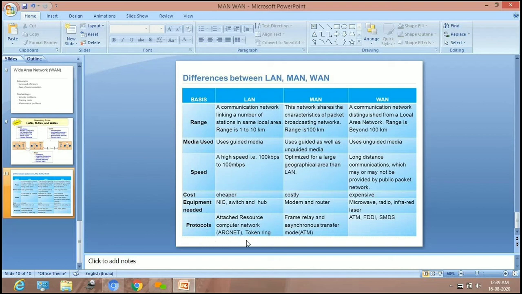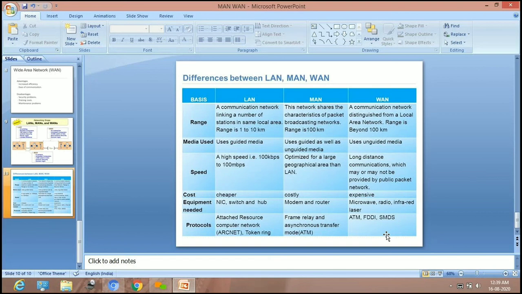Then the protocols are ARCnet and token ring, used in the LAN; in the MAN, frame relay and asynchronous transfer mode; and in the WAN there is ATM, that is asynchronous transfer mode, FDDI and SMDS. So these are all the protocols. Protocols means the set of rules that we will be following while connecting with the LAN, MAN or WAN.